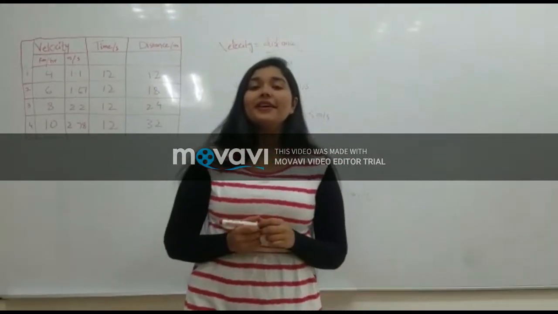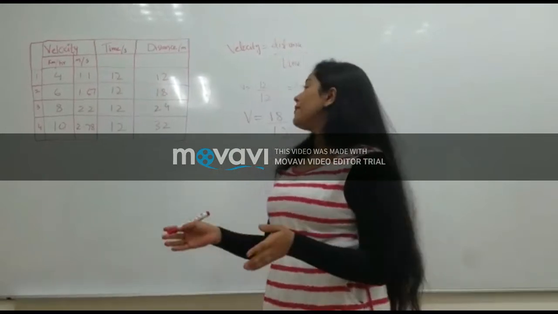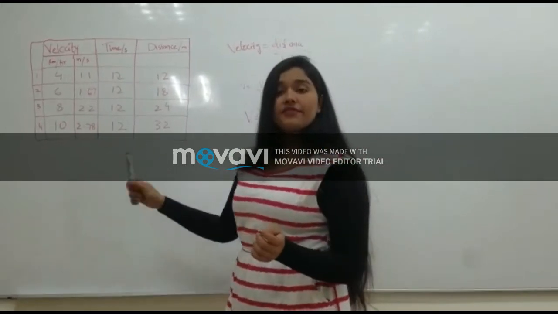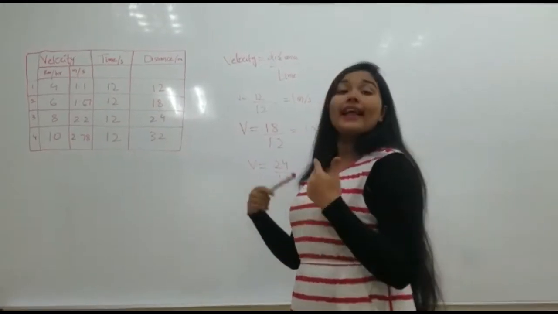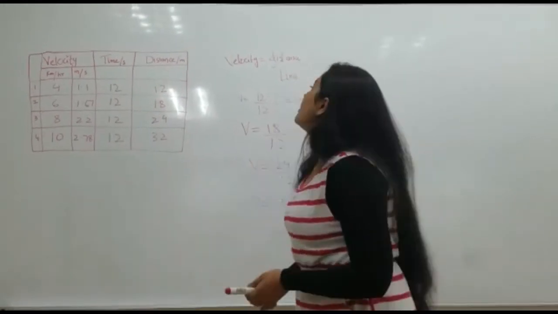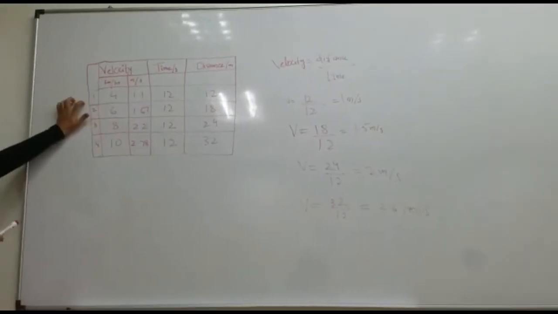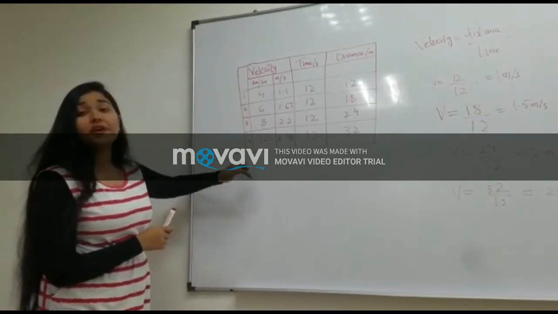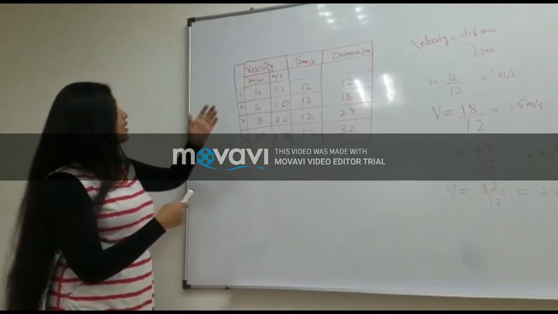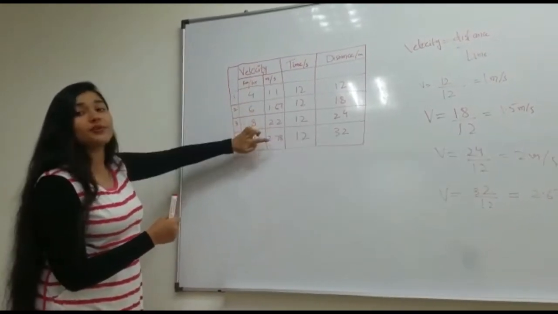Hi, it's me Nisha Rahman and I'm here to tell you the difference between the velocity we get from the treadmill and the velocity we get by calculating the distance and time. Here are the velocities from the treadmill, which are 4, 6, 8 and 10 kilometers per hour. We change them to meters per second, which gives 1.1, 1.67, 2.2 and 2.78.